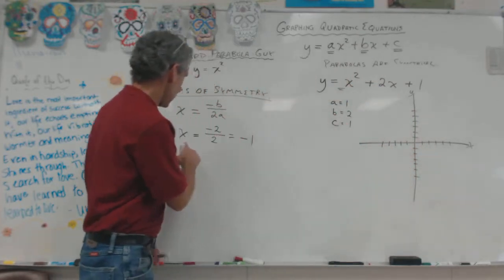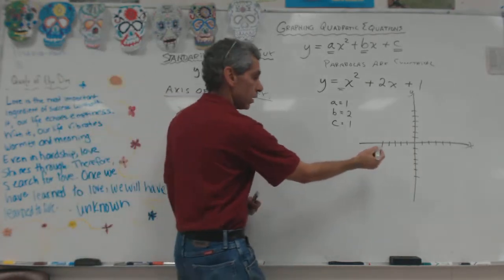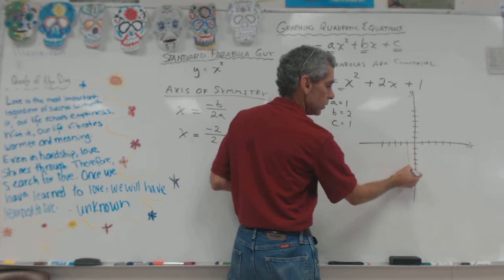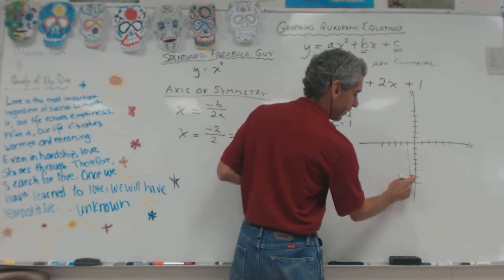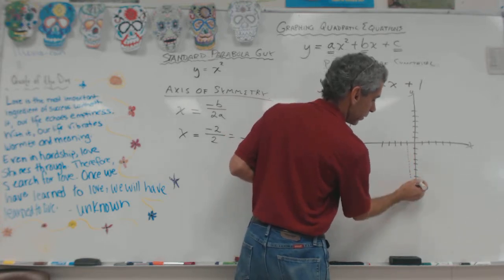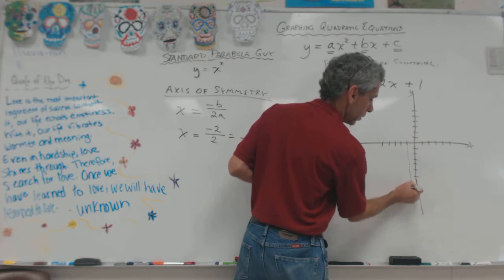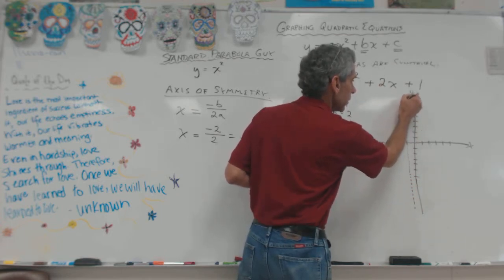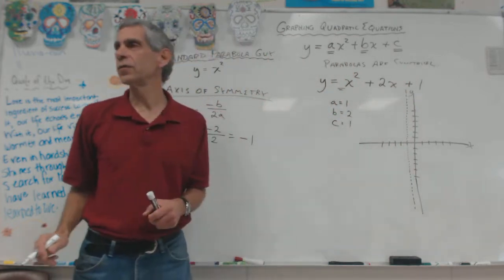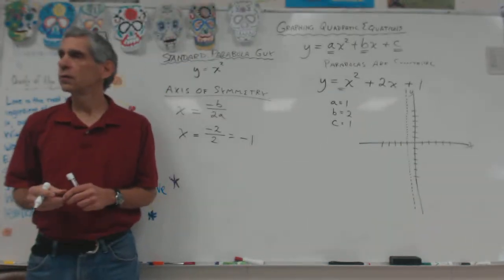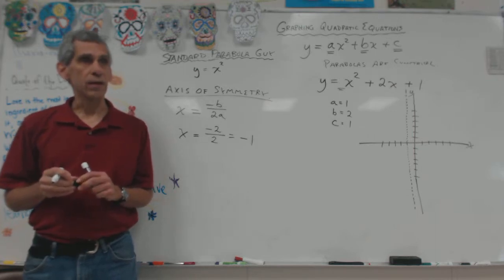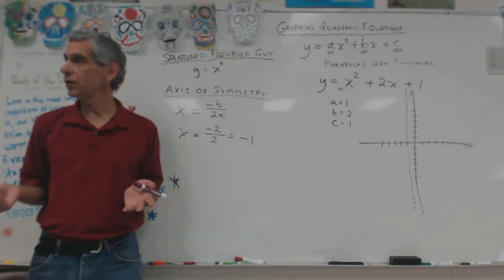Okay, it says x is negative 1. So all I do is I go over here, I go to negative 1, and I do a vertical dashed line. Good job there. Okay, vertical dashed line. Why is that helpful to me? Because that's where the parabola is going to turn around, right? That's going to be where the vertex is. Somewhere on that dotted line is where the vertex is.